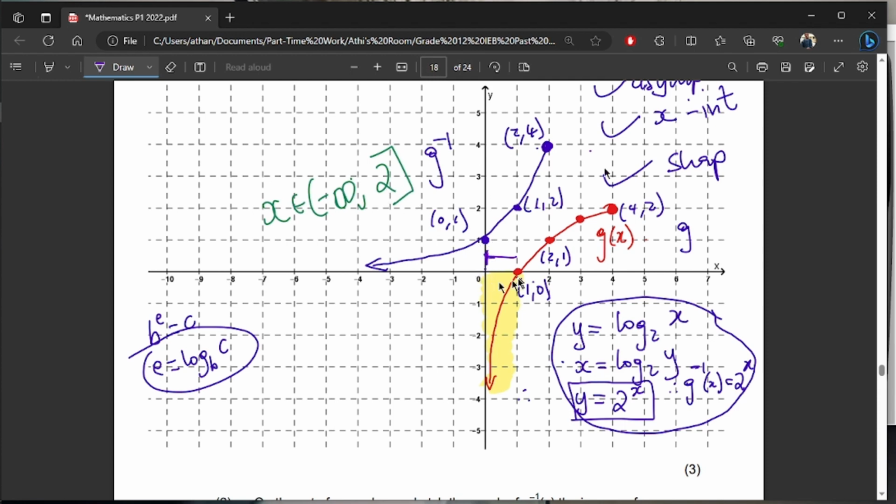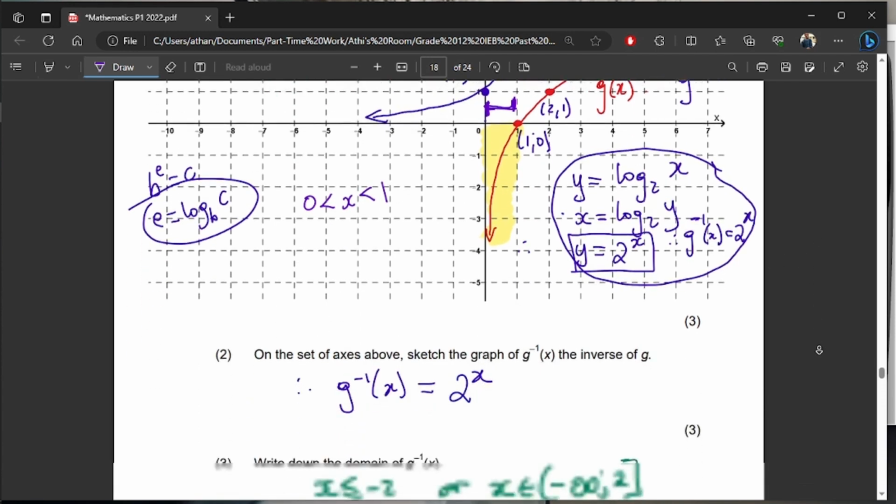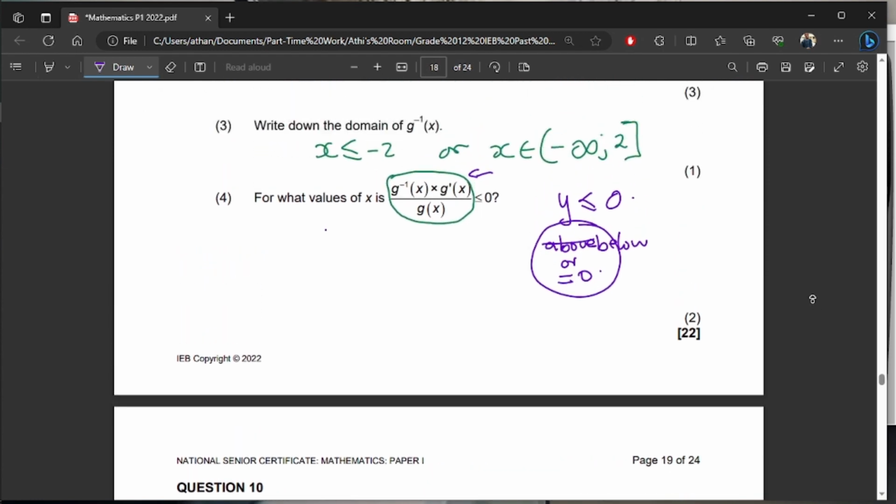I was saying our graph is below the x-axis, where I've highlighted yellow, meaning the x values that we're looking at are from 0 all the way to 1. To answer that question, you'll say x is greater than 0, but x is less than 1. Now the key question is, did this include 0? Okay, no, it did not. So this is the answer. You get your 2 marks. Good to go.